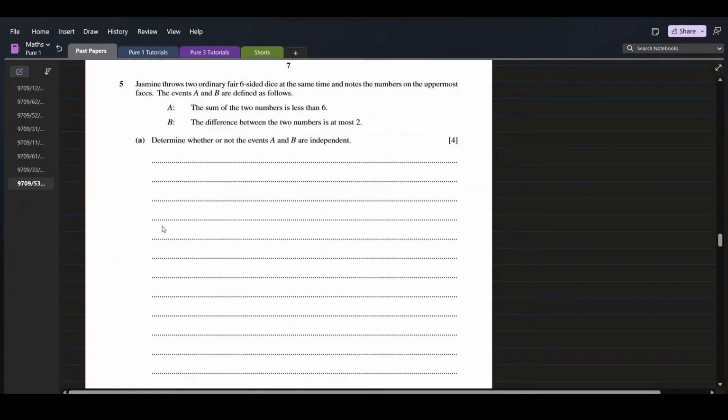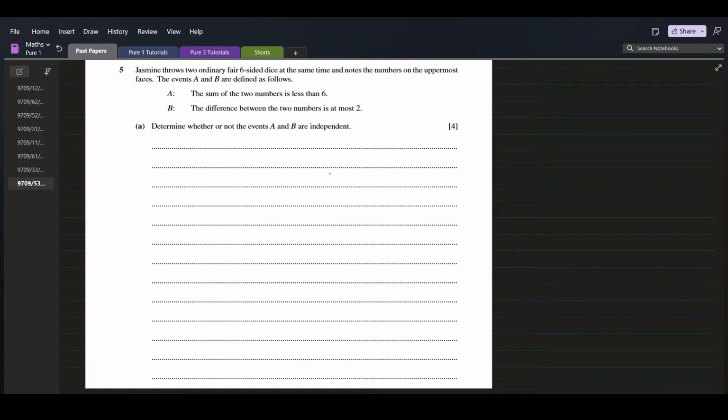Number 5. Jasmine throws two ordinary fair six-sided dice at the same time and notes the numbers on the uppermost faces. The events A and B are defined as follows. A is the sum of the two numbers is less than 6, and B is the difference between the two numbers is at most 2. Okay, part A, determine whether or not the events A and B are independent. We're going to draw a possibility space diagram that shows all the possible outcomes.